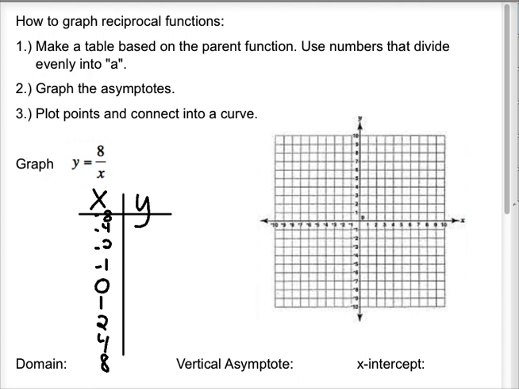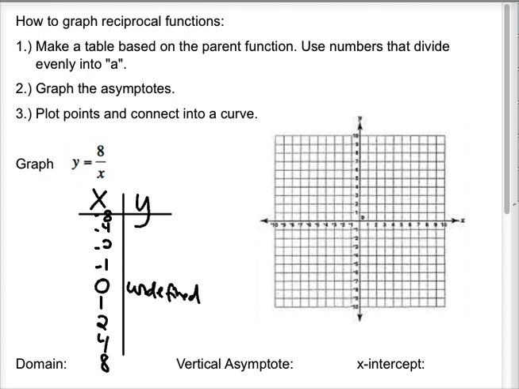So I'm going to start at that 0 point. Because 8 divided by 0, I can't do that. That's why I'm getting that asymptote there. So at 0, it is undefined. Again, I can't divide there. It doesn't work. That's why I get an asymptote.